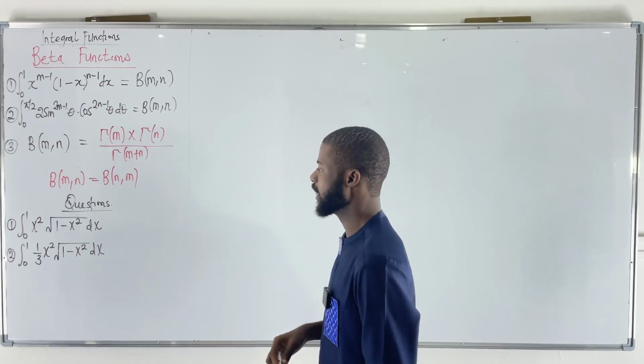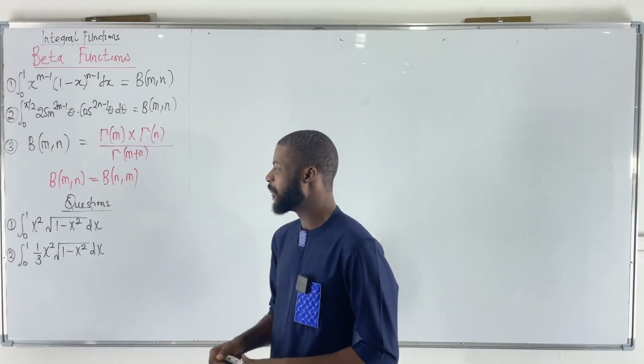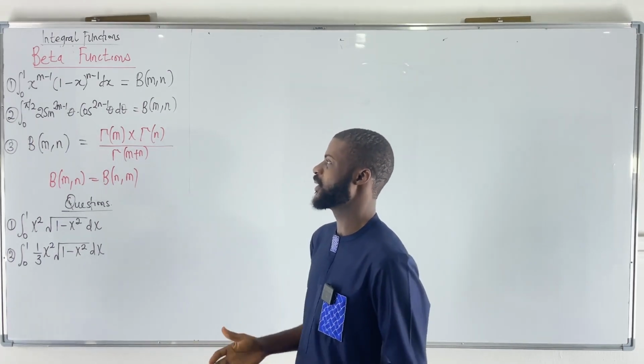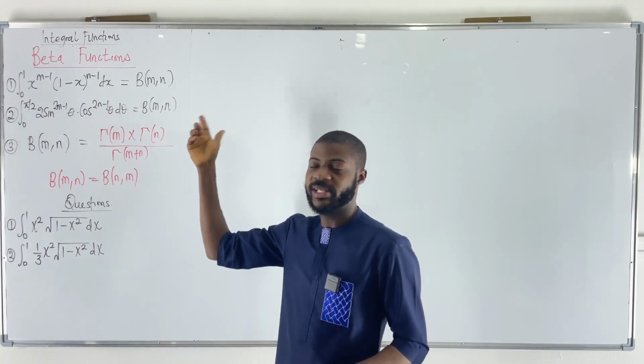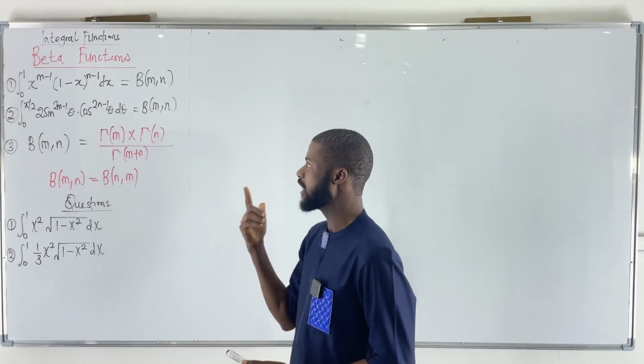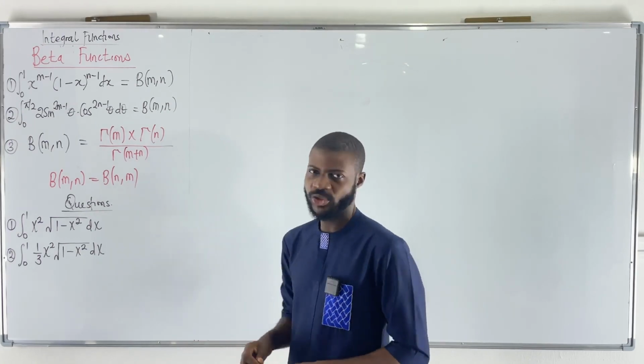So what we're going to be doing is we're going to integrate this. But remember that we're trying our best to make sure that it looks like the standard form, or the standard way of writing a beta function. So let's see if we can do that. We should be able to do that.